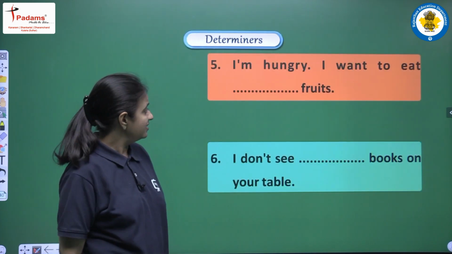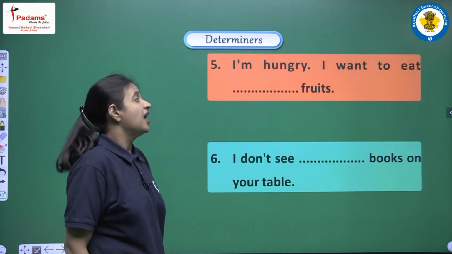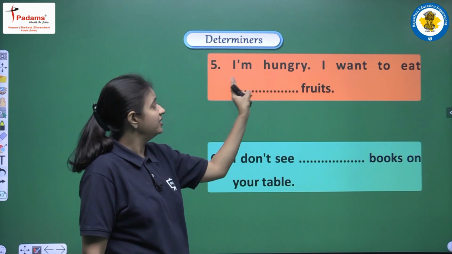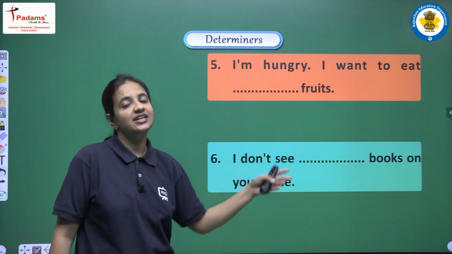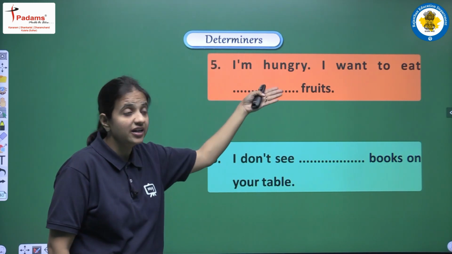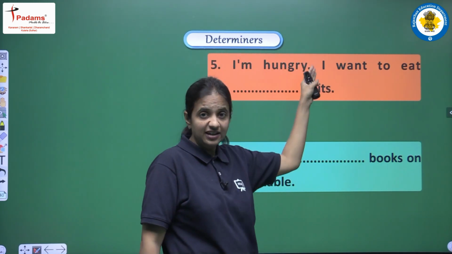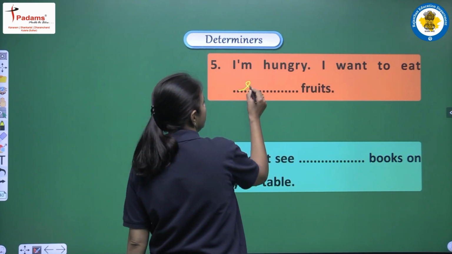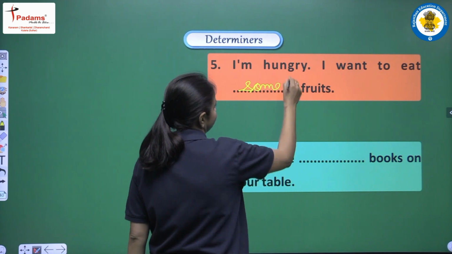Next sentence is, I am hungry. I want to eat fruits. So here the first sentence that we are having here, that is a complete sentence. In that we are having I am hungry. Next the speaker is adding this thing, I want to eat fruits. So he is saying I want to eat some fruits.